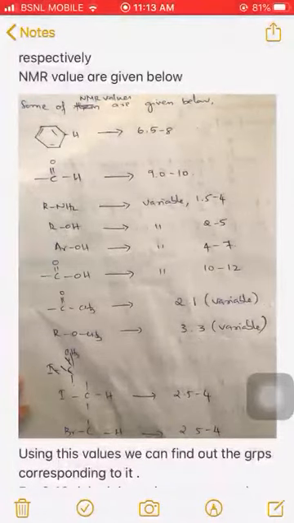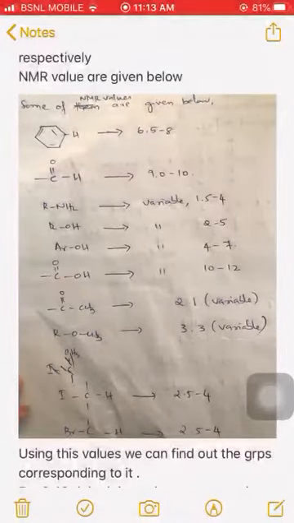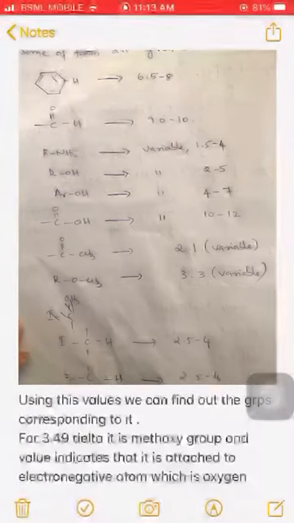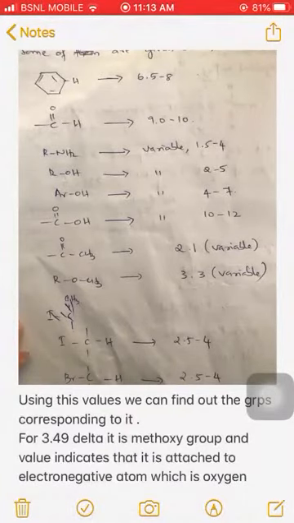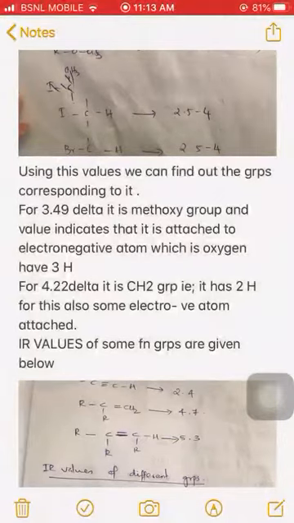Here are the NMR values of some important compounds. For the aromatic ring it is 6.5 to 8, for aldehyde 9 to 10, for amine 1.5 to 4, for alcohol 2 to 5, for aryl alcohol 4 to 5, and it goes on. For example, methoxy is given as 3.3 and marked as variable, which means the value may not always be exactly 3.3; it can vary from 3.3. Using these values we can find the corresponding groups.